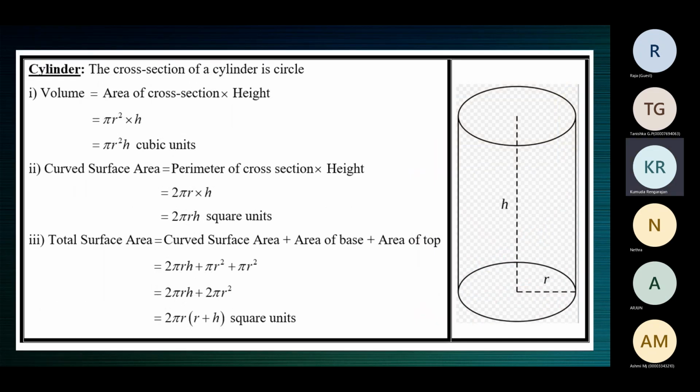Now the next is a cylinder. The cross section of a cylinder is a circle. That is, you have many identical circles, meaning circles of the same radius. So say you have many circles of radius 5 centimeters. And you stack them to some height. You place the circles one over the other, one over the other, like this to a certain height.